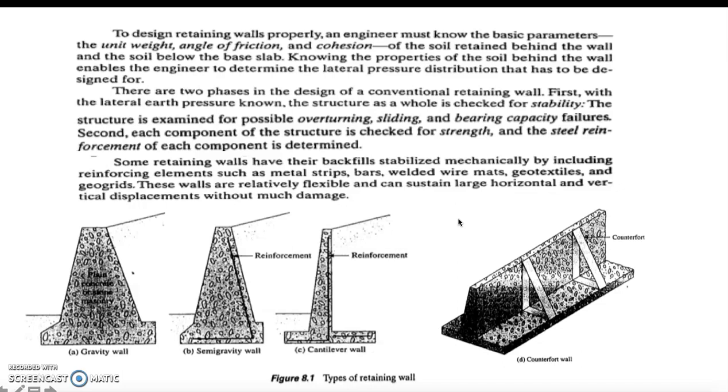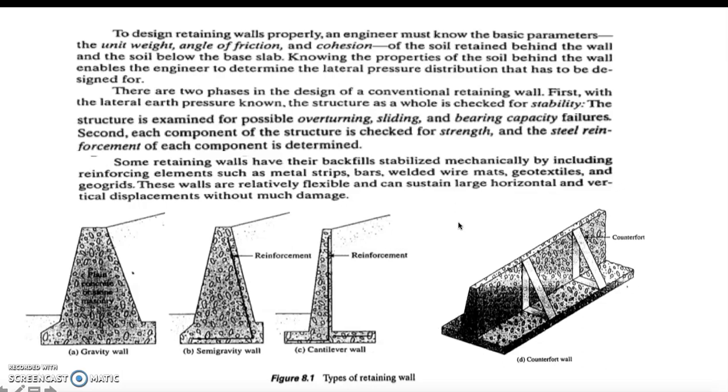So it is necessary to determine the lateral pressure distribution that has to be designed for. There are 2 phases in the design of the conventional retaining wall. First, with the lateral earth pressure known, the structure as a whole is checked for stability. The structure is examined for possible overturning, sliding, and bearing capacity failures. The second one, each component of the structure is checked for strength. The steel reinforcement of each component is determined.